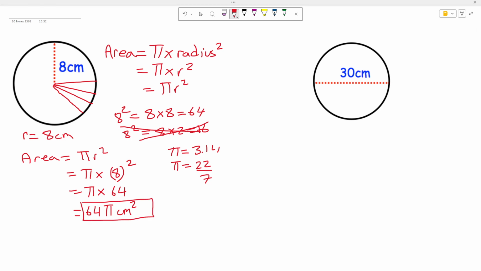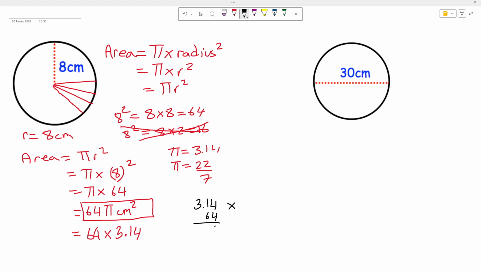Now let's say they want you to substitute it with 3.14. So that means we take 64 and multiply with 3.14. So let's go and multiply it here. So we have 3.14 times 64. Now if you don't know how to multiply decimals, I'll make sure to leave the link below in the description, so go check it out.